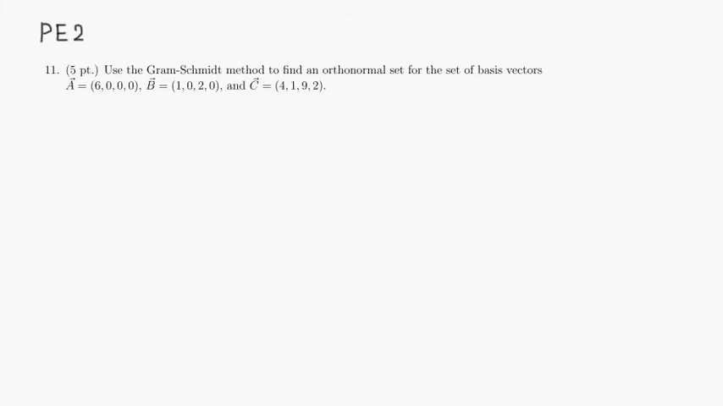Alright, let's look at practice exam 2, problem number 11. We want to use the Gram-Schmidt method to find orthonormal basis vectors from the given vectors A, B, and C. Remember that orthonormal means the vectors have to be orthogonal, and they have to be unit length. So let's do that.